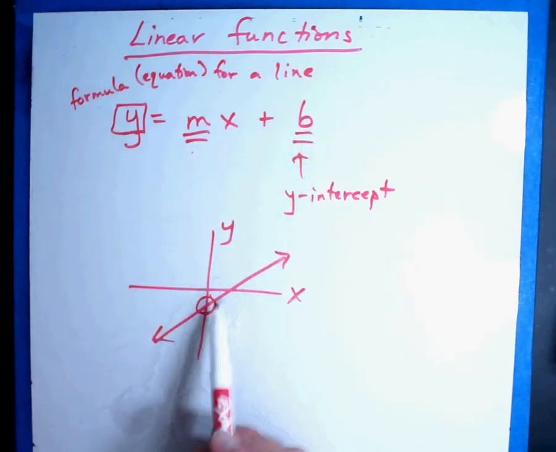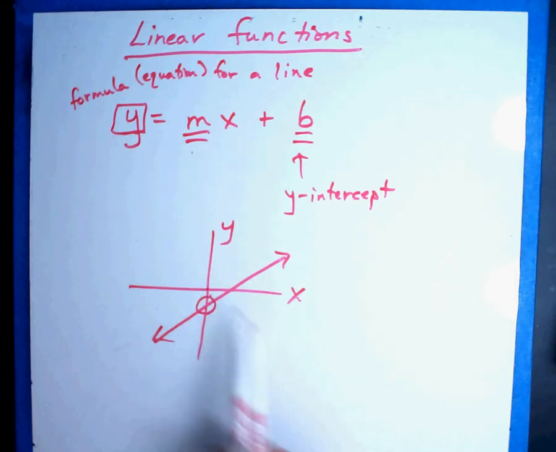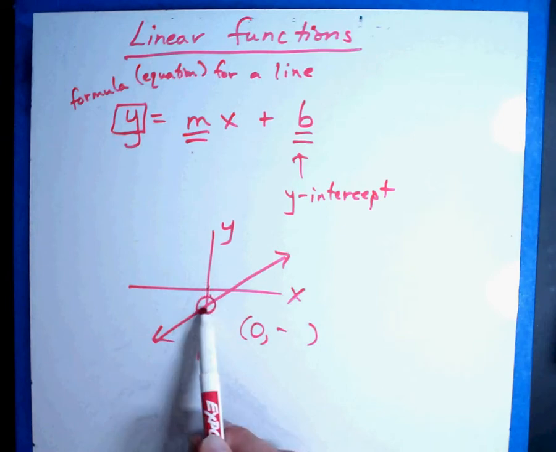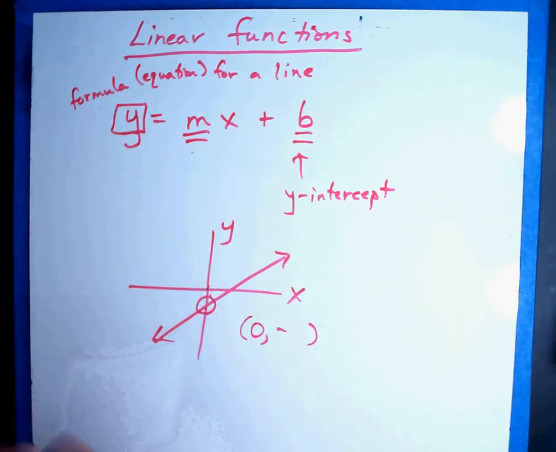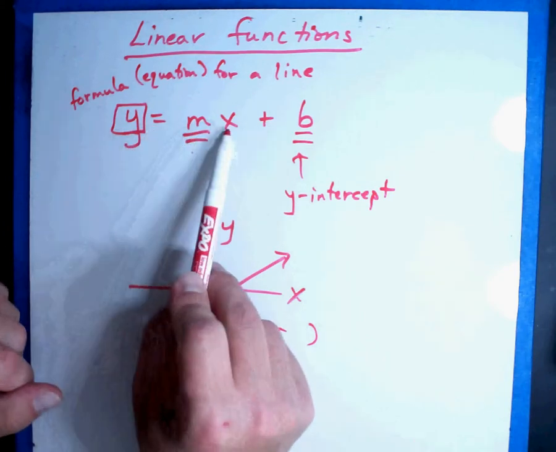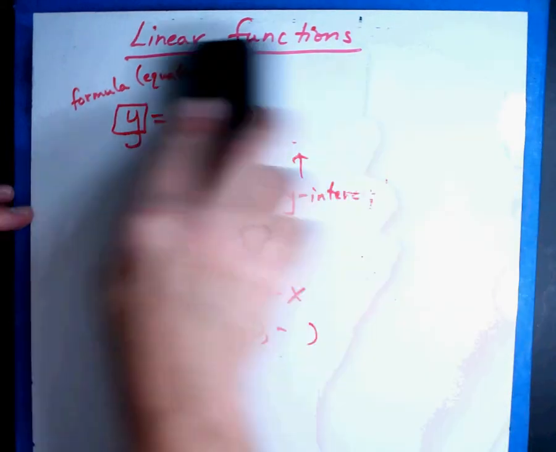Whenever you have a y-intercept, you remember you always start at the origin. If I want to go down, it's going to be 0 and then some kind of negative number to drop down there. Okay? So there's our formula for a line: y equals the slope times x plus the y-intercept. Now let's practice with a couple of these.